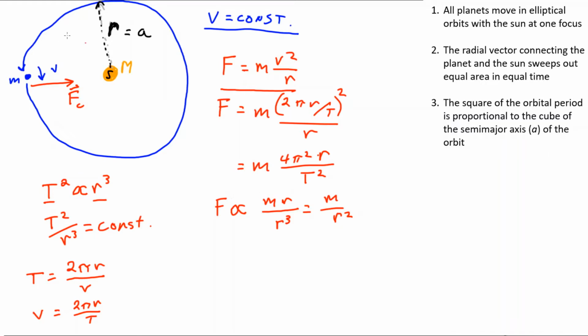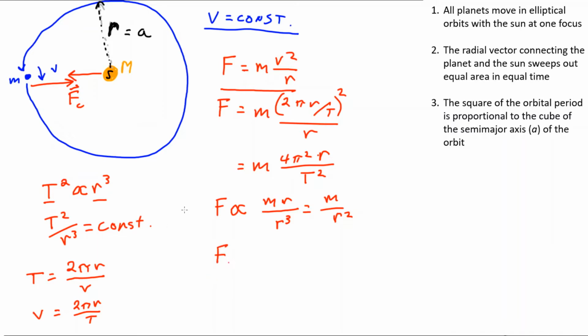That is, it must be proportional to 1 over the distance of the planet from the sun squared. Okay, so now we can do one more thing, which is Newton's third law says that if we're going to assume that it is in fact the sun that's exerting this force on the planet, the planet must exert a force back on the sun, which is equal and opposite.